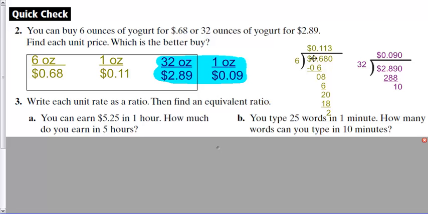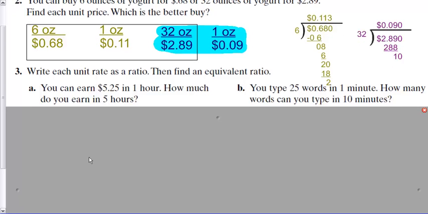So here, a 3. The 3 tells the 1 to stay the same. That's why it's 11 cents. And here, the 0 tells the 9 to stay the same. That's why I stopped there. So that's why I have 9 cents. So the better buy is 32 ounces for $2.89.